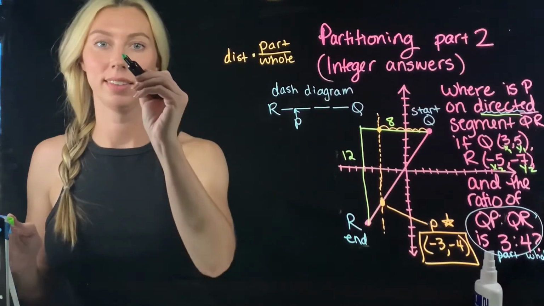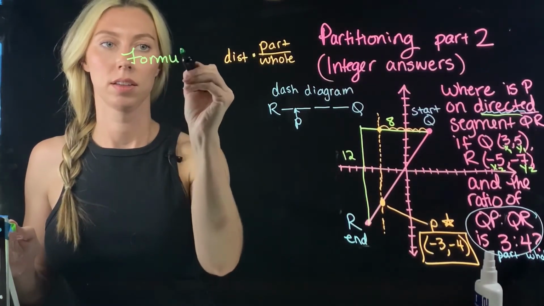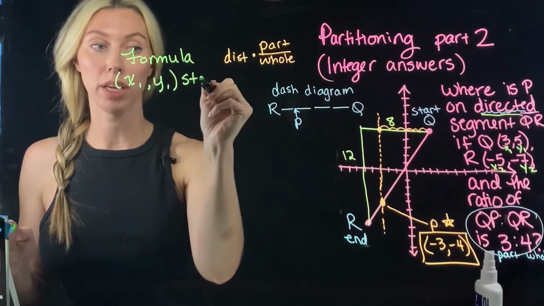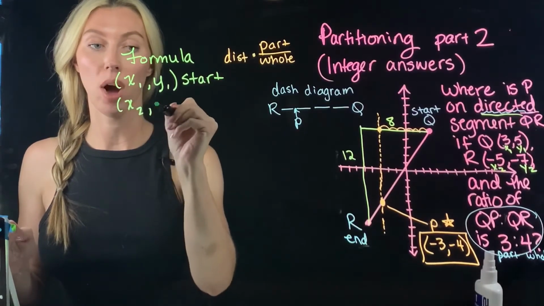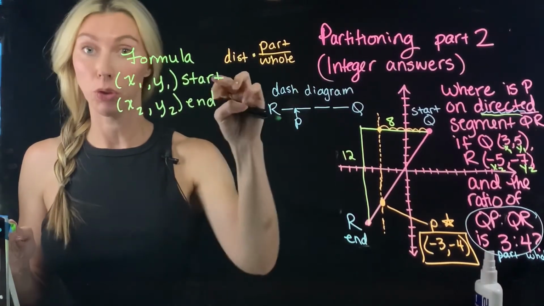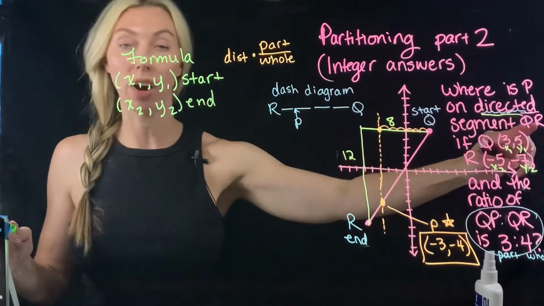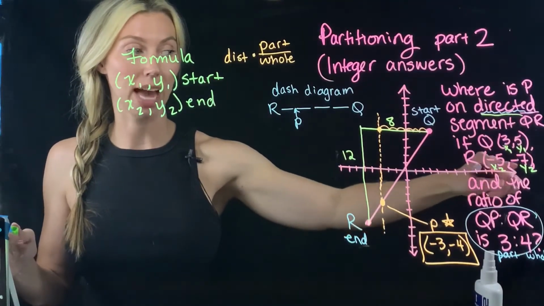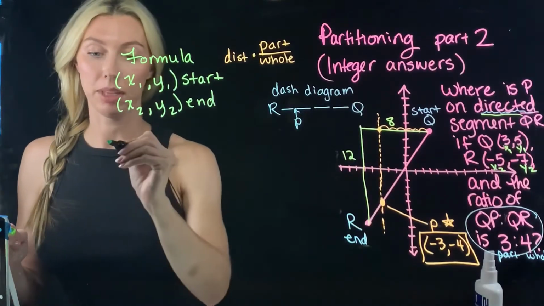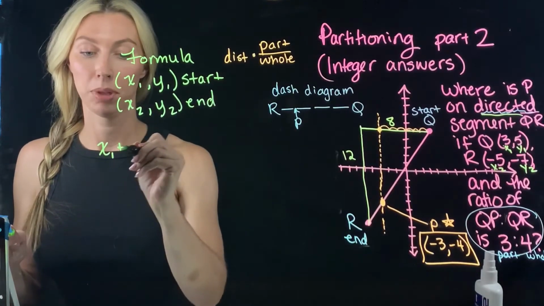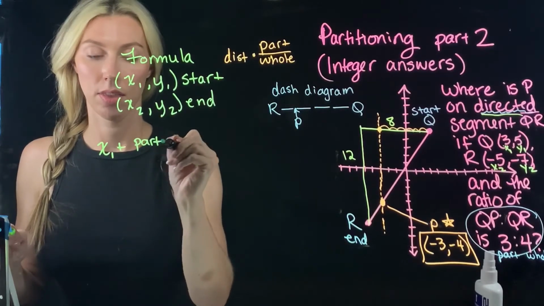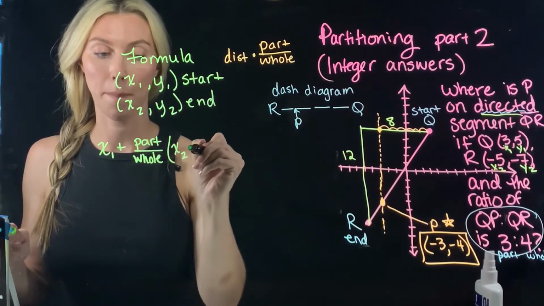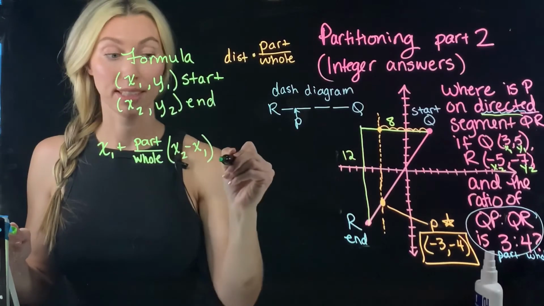So for your formula, you need to label x1, y1 as the start point, and x2, y2 as the end point. And you know which one's the start point and the end point because of the order of the letters in the directed segment. So Q is going to be x1, y1, and R is going to be x2, y2. And then you're going to follow the formula x1 plus the part over whole ratio multiplied by x2 minus x1. And the same thing for the y's.